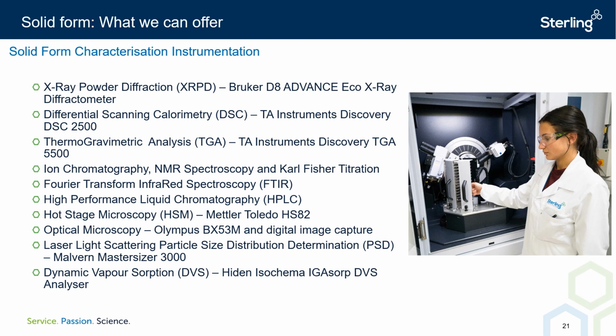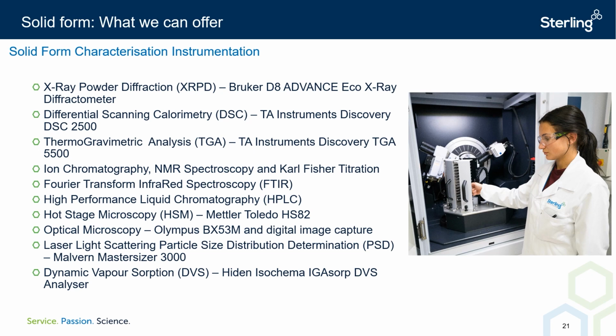Another aspect of API version composition to assess is the impurity profile determined by HPLC. The impact of impurities upon a crystallization or salt formation can be significant, hence the requirement to understand the impurity profile composition of the API.